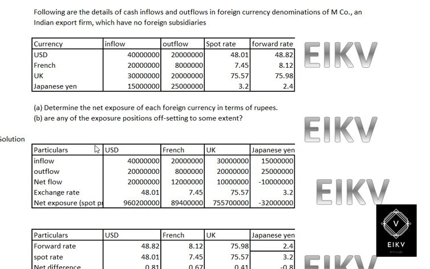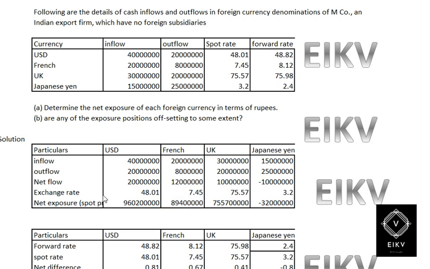So going ahead with the solution, I have the same columns, 4 columns and particulars with a full table, and then we have the inflow. The inflow which we have taken from the question is 40 million, 20 million, 30 million and 15 million. Next one would be outflow, which should be written directly as taken from the question, and we need to take the net flow. So the net flow would be inflow minus outflow.